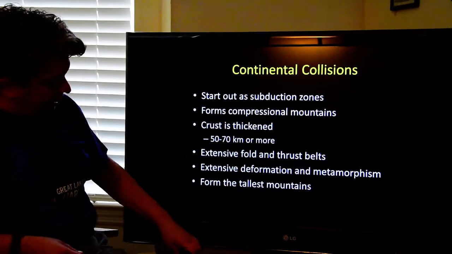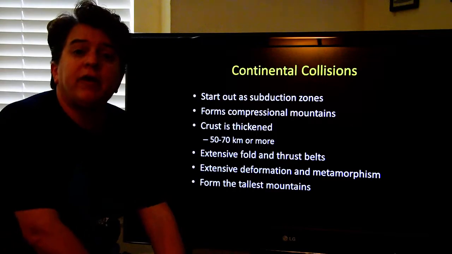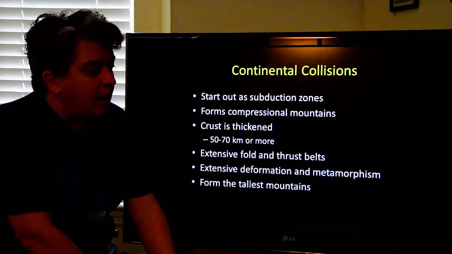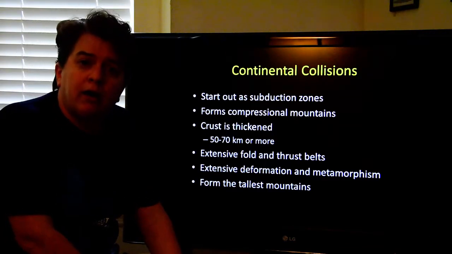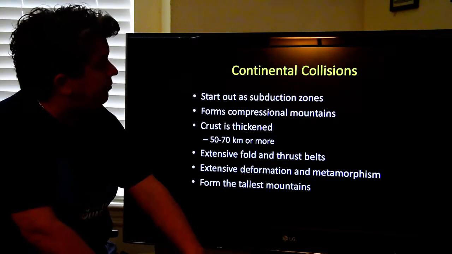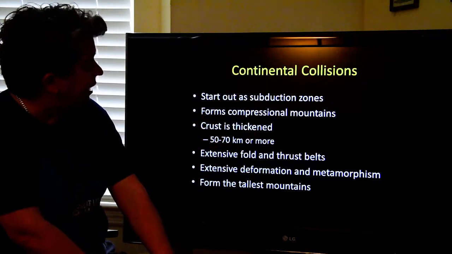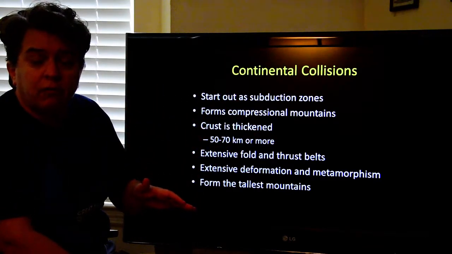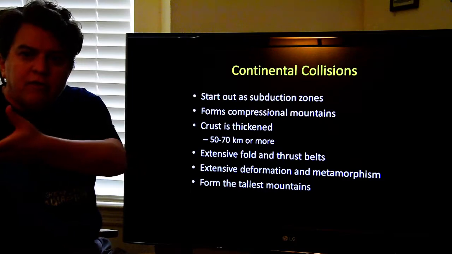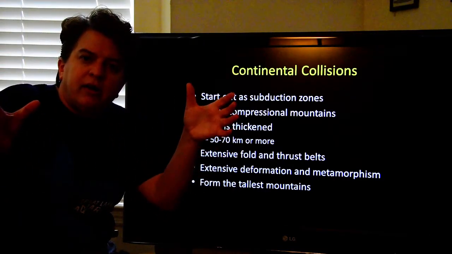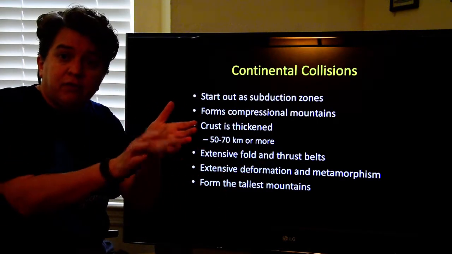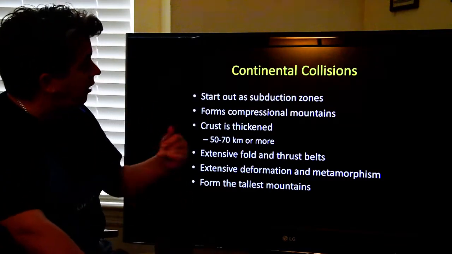Alright, so that's our subduction zone mountains. They are going to be volcanic mountains, they're going to be stratovolcanoes, and that's only one of the types of mountains that can be formed. We also get mountains forming where continents collide. And these start out as subduction zones. So you kind of have a subduction zone, but as this is happening, that subduction zone is bringing another continent closer and closer to another continent. And eventually the subduction zone disappears and those two continents collide with each other.